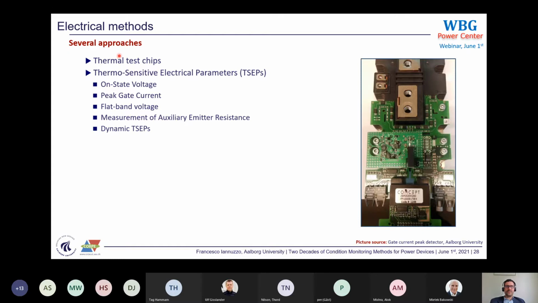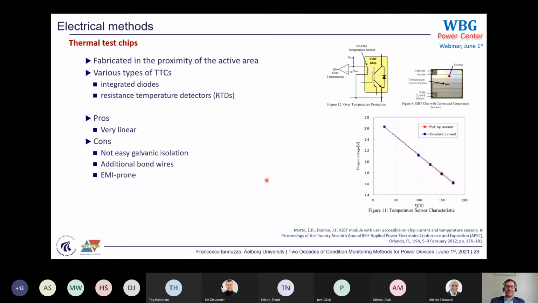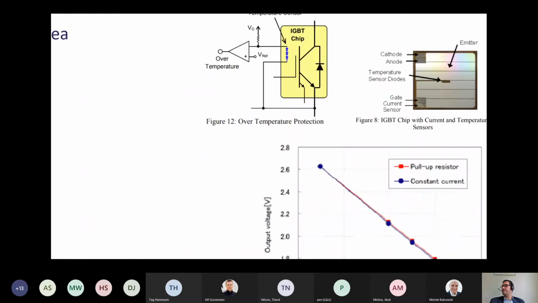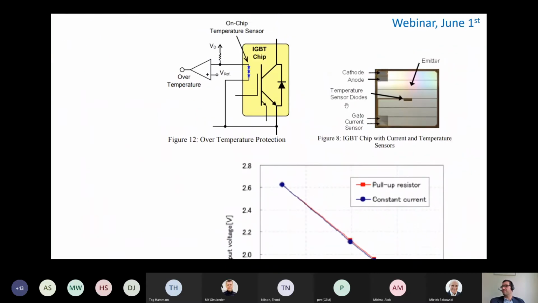Let's start with the thermal test chips. This is nothing really new. It is at least 10 years. A proof of concept of this has been given. Basically, the idea is that you have a chip, and you can fabricate inside the chip itself a sensor, which is basically a diode chain, like in this case.